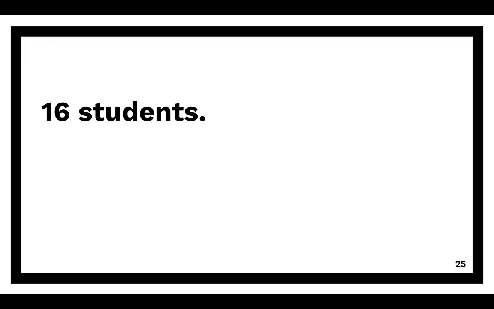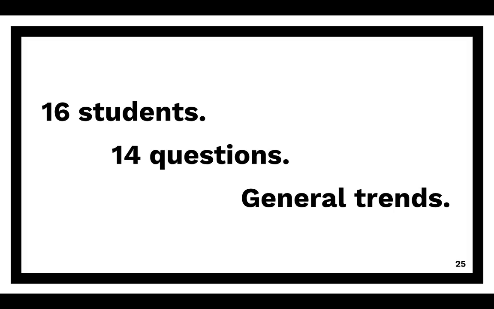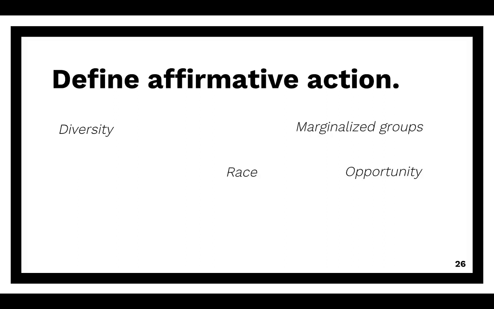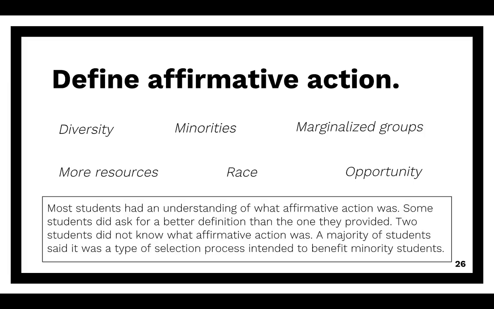I interviewed 16 students at NCSSM and asked them 14 questions about affirmative action, all while observing the general trends for each interview. The first question I asked was, define affirmative action. And the key terms included diversity, opportunity, marginalized groups, race, more resources, and minorities. Those are specific results below, but 2 out of 16 students didn't know what affirmative action was. In order to supply them with a definition, I used one from the National Conference of State Legislators.